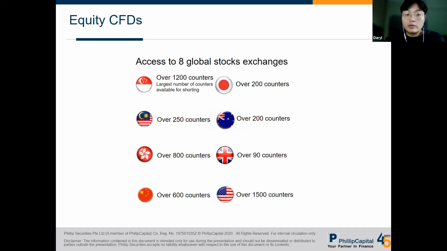So let us start with equity CFD. For our equity CFD, we have access to 8 different global stock exchanges. Do note that each country has its own operating hours, and when the operating hours are over, you will not be able to buy or sell, which means you are not able to trade. You can find out more on our website.